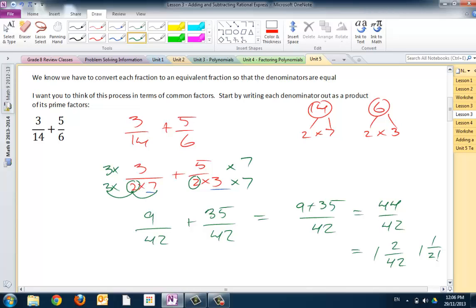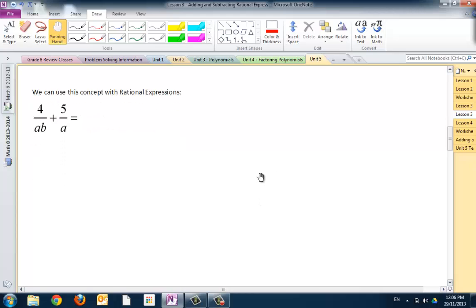So writing the denominator out in terms of its prime factors, it's a nice concept that will help us with the rational expressions. It makes it easy to see what's common between the two denominators, and it makes it easy to see what's missing between the two denominators. So let's take that concept and apply it to a rational expression with a fairly easy monomial in each denominator. If I write this back out with the denominators as a product of its prime factors, I see that what's missing is a b. And so in order to convert the right-hand fraction into a common denominator, I have to multiply the top and bottom by b.